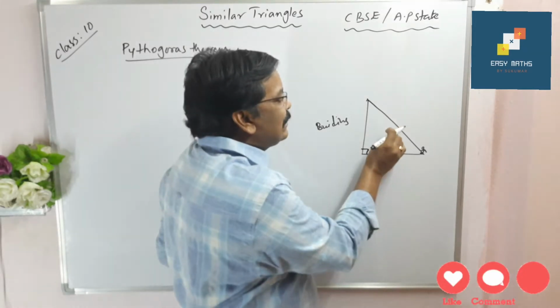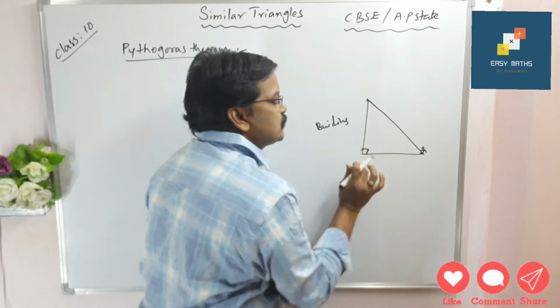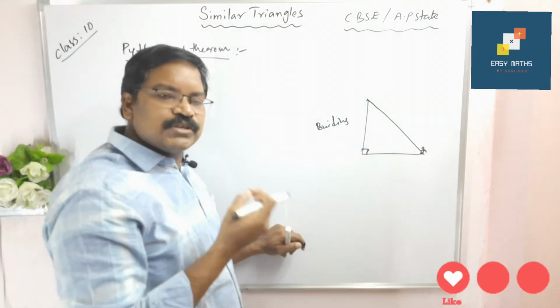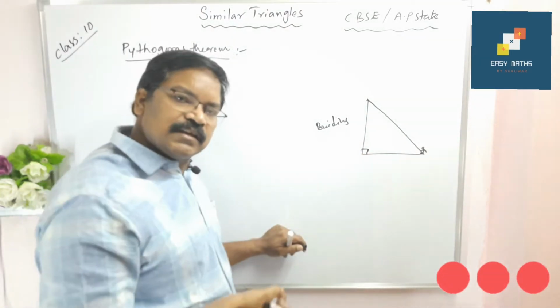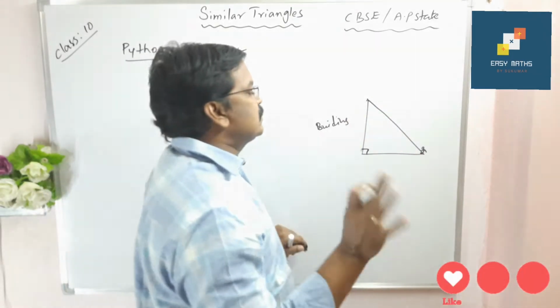See, what is the triangle here? This is a right angled triangle. Here this angle is 90 degrees. In a triangle, if one angle is 90 degrees, that is called a right angled triangle. What about the other two angles? They are acute, of course, right?